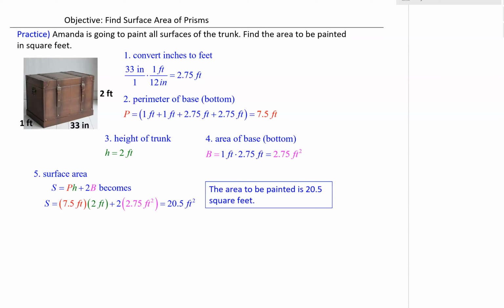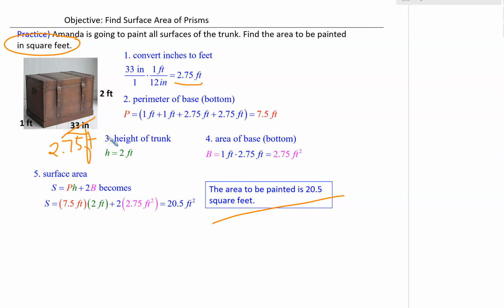So here we have, hopefully you came up with the area to be painted as 20.5 square feet. One of the things that had to be done was you needed it in square feet, so you had to convert the inches into feet. Hopefully you did not round here. That would be inappropriate. So we use our exact measurement after we convert of 2.75 feet.